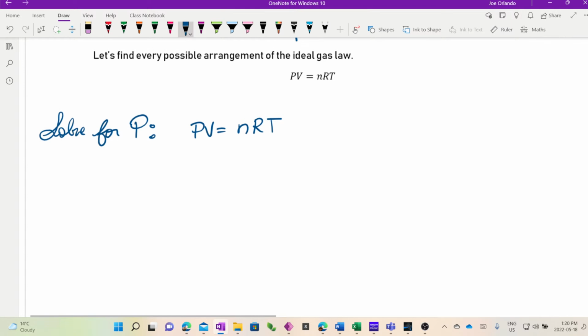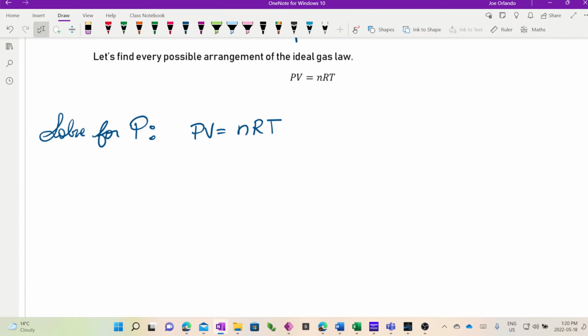Okay, if I was solving for P here, crew, what would I do? RT over V. Sure, and why would you do that? Because the only thing we have to do to isolate P is to get rid of V, and right now P is being multiplied by V. If I subtracted V, that would not work, because PV minus V is not P. It would be P minus 1 V, which is not helpful. So I can't subtract V. I've got to divide by V.